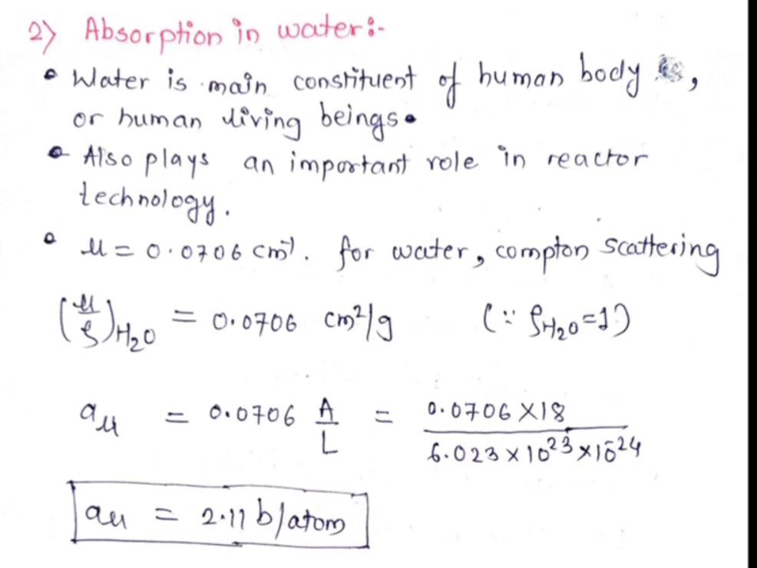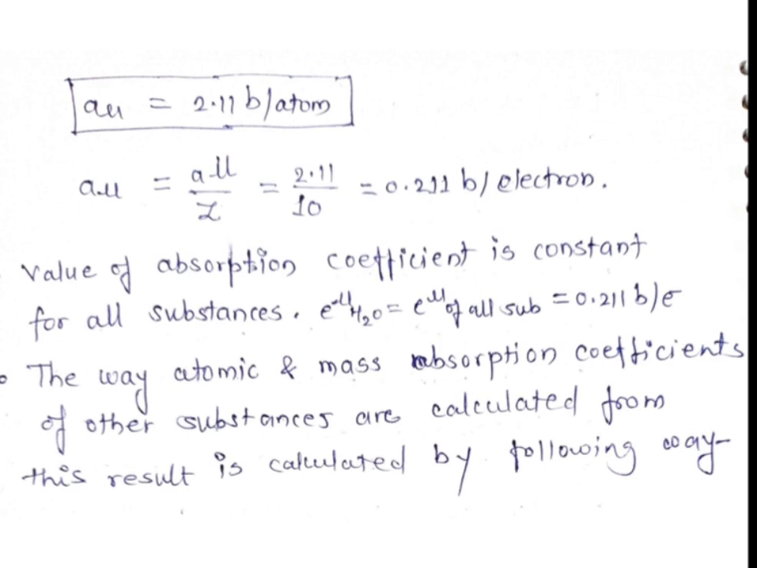So the atomic absorption coefficient of water is equal to 0.0706 into A/L. Just put the mass of the water, which is 18, and divide by Avogadro's number, and since we want the atomic absorption coefficient in barns, divide the value by 10 raised to minus 24 centimeters square. We will get the atomic absorption coefficient value, that is 2.11 barns per atom. After that we have to calculate the absorption coefficient for all compounds. The electron absorption coefficient for all the compounds is almost constant, and that is 0.211 barns per electron.